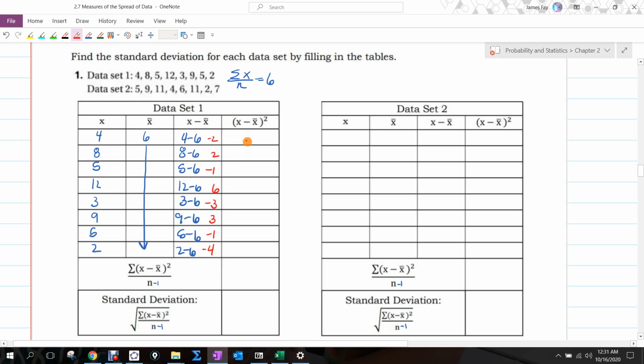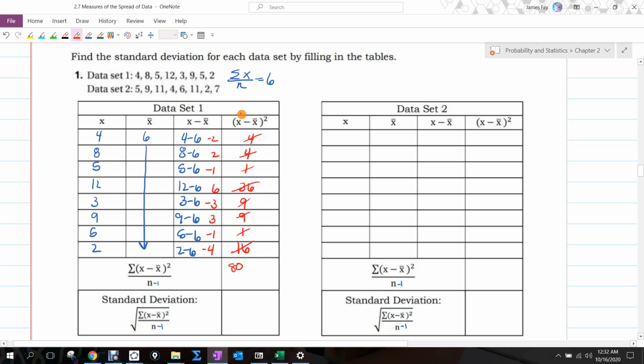So now I'm going to square those. It gives me 4, 4, 1, 36, 9, 9, 1, 16. Now the sum of those, we add all these up. That one and that one is going to make 40. That one and that one is going to make 60 total. There's 70. And there's 80.